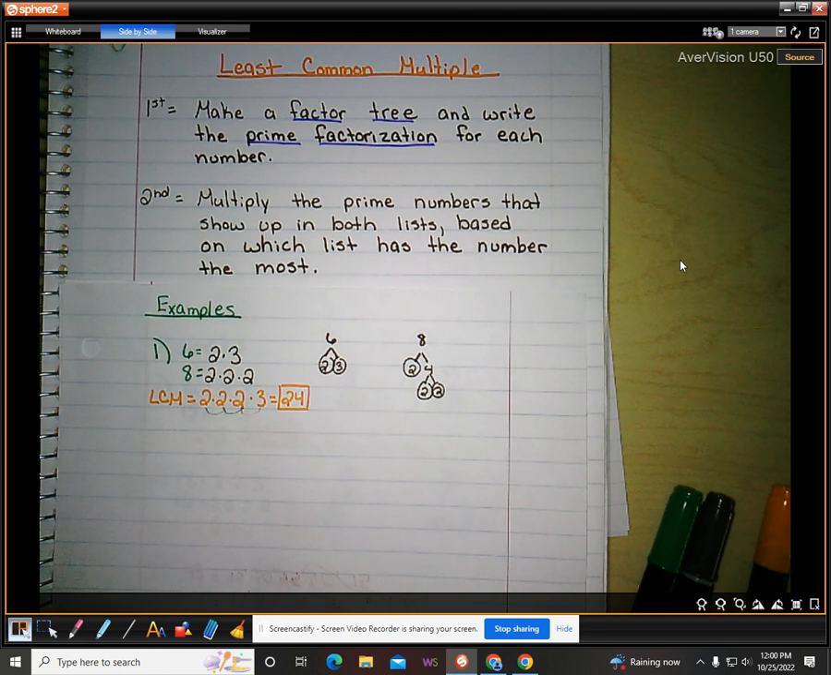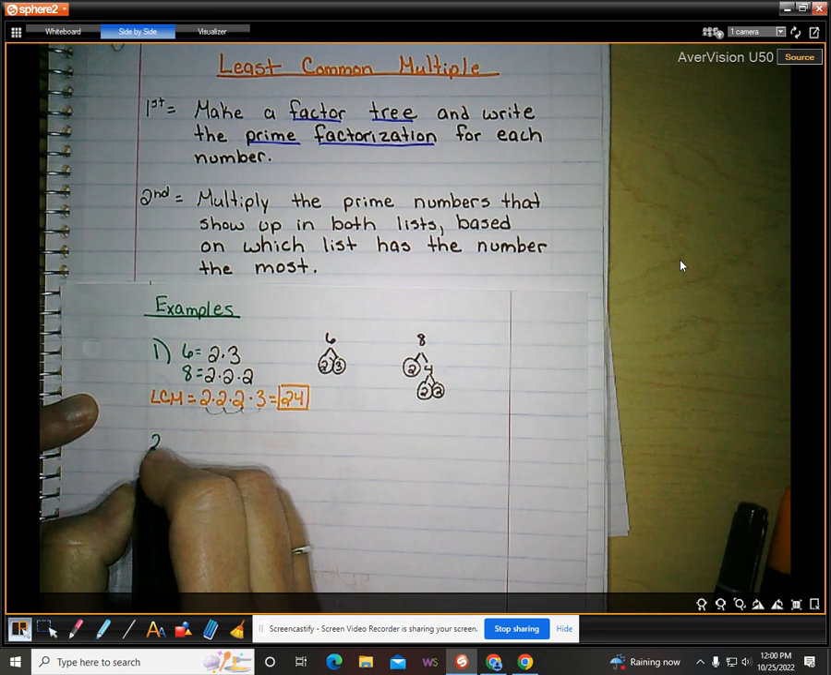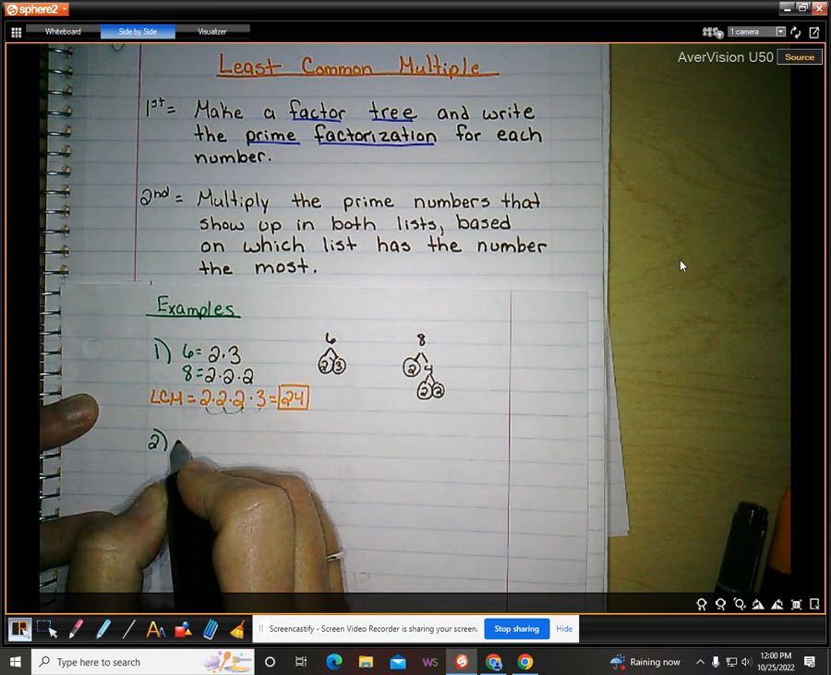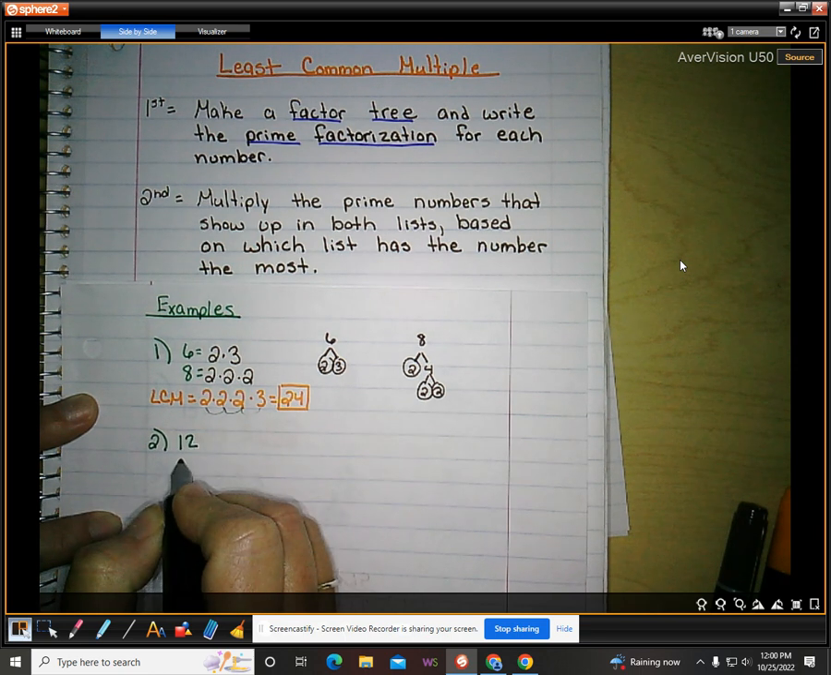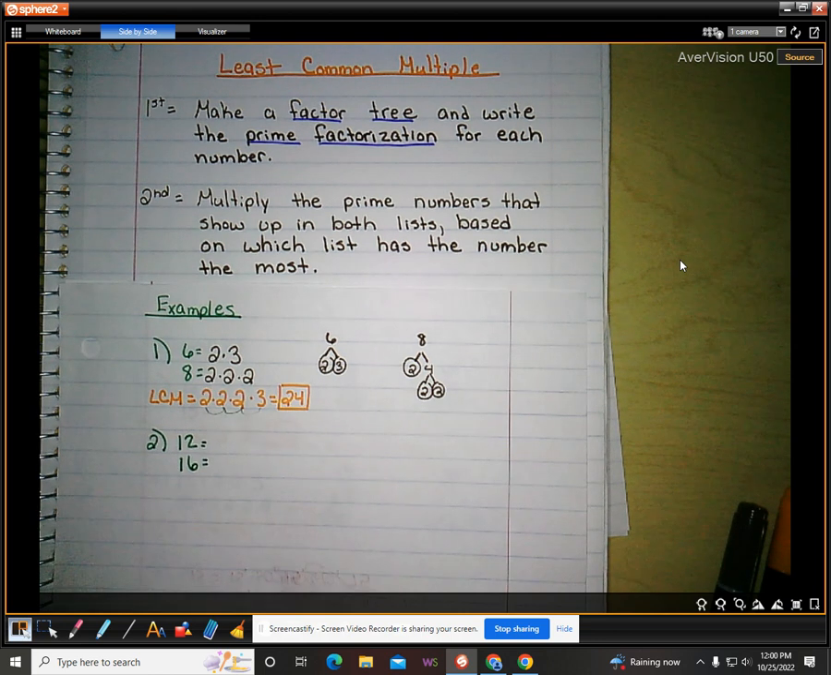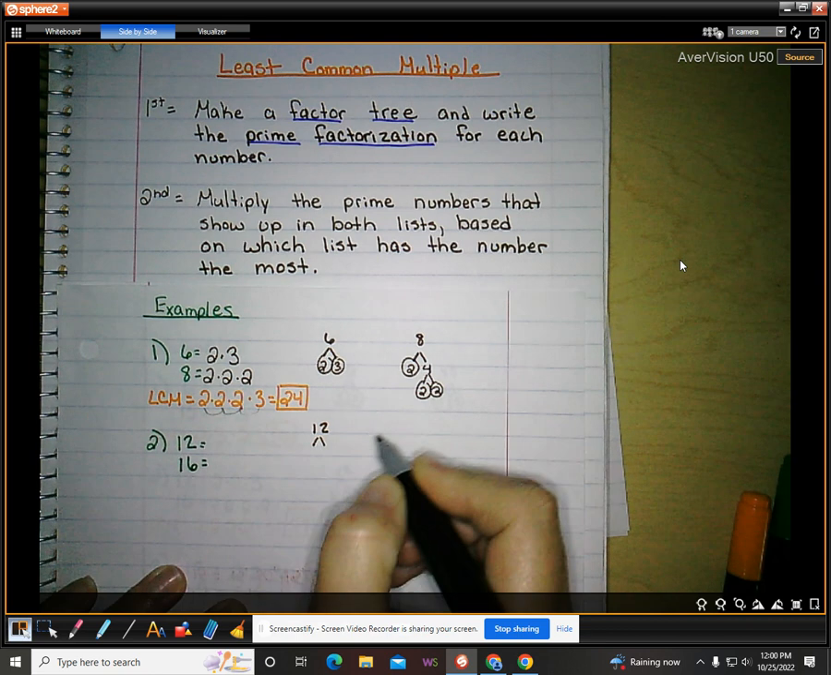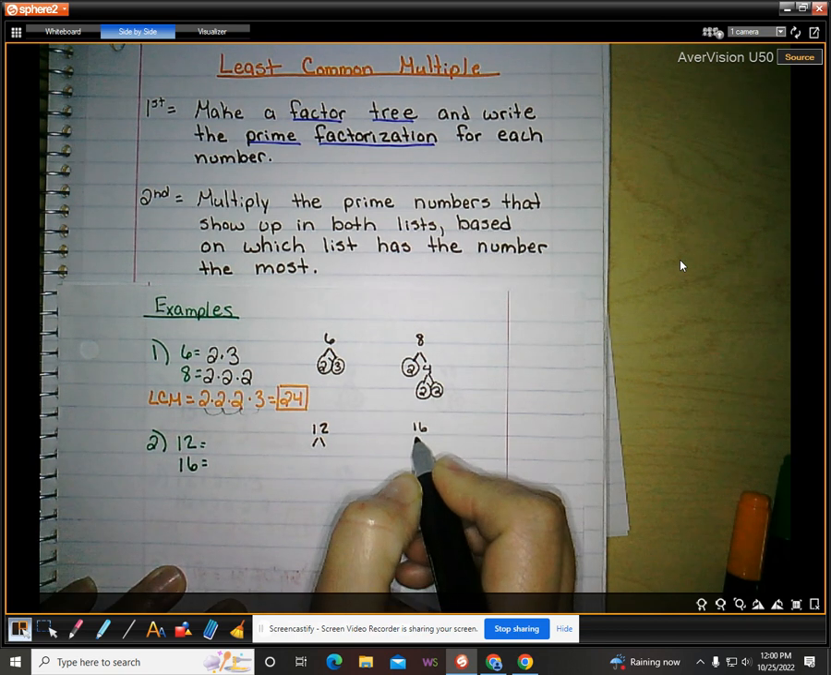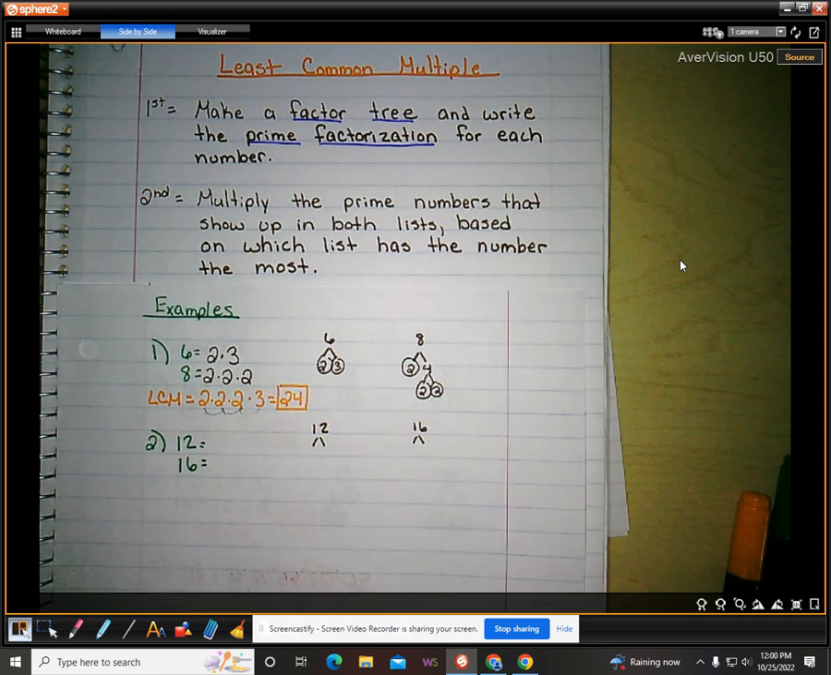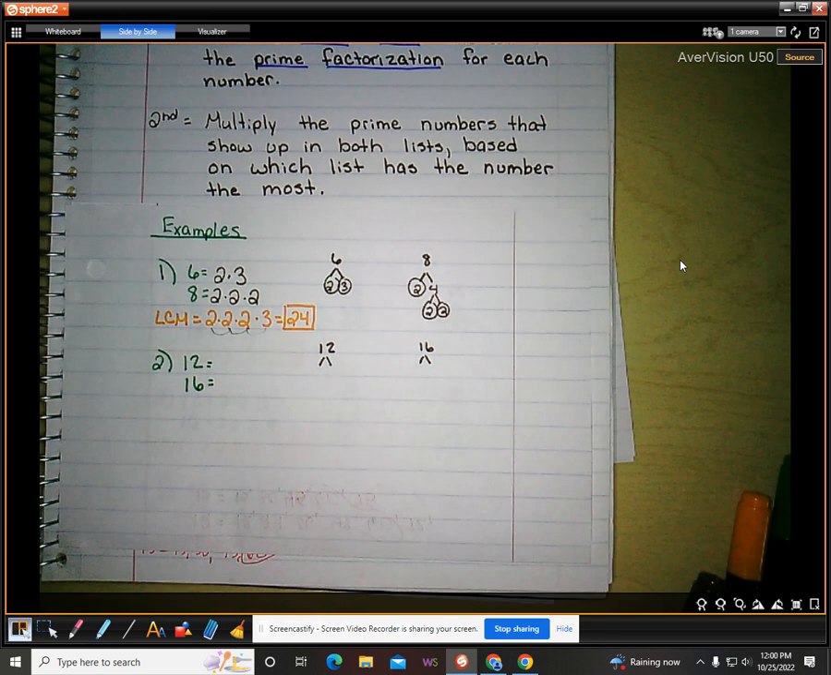Okay, we're going to do another one before I ask if we have questions. So now we need to find the least common multiple for 12 and 16. Nothing new yet. Just like we did on Wednesday and Thursday last week, you're going to make a factor tree for 12, a factor tree for 16. So take 30 to 45 seconds to do that. That's nothing new.